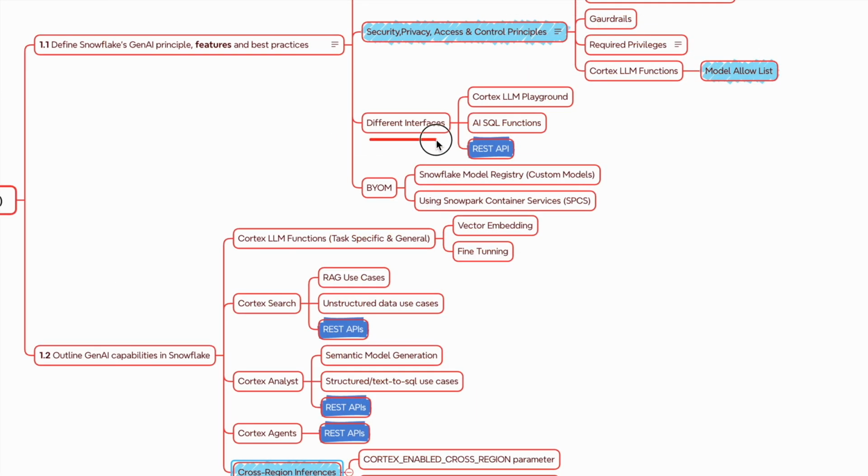This domain also adds a specific subsection called how to access these GenAI features. Snowflake provides multiple interfaces. You can use Cortex LLM Playground. You can also use Snowflake Worksheet or any other mechanism to execute AI SQL functions. And finally, you can also access those GenAI features via REST API, whether you want to leverage Cortex Analyst, Cortex Search, or Cortex Agent.